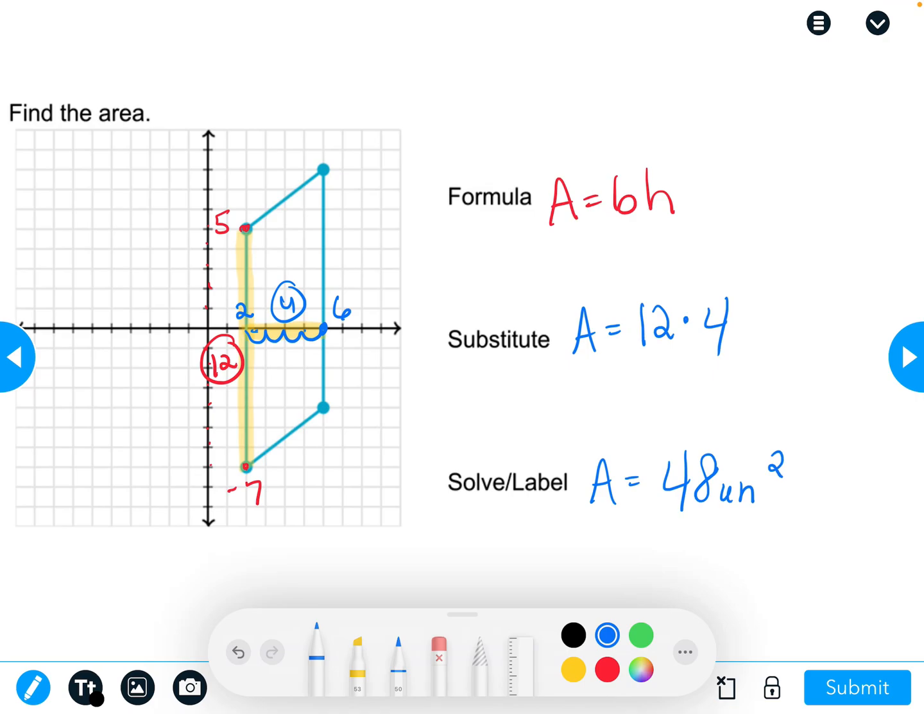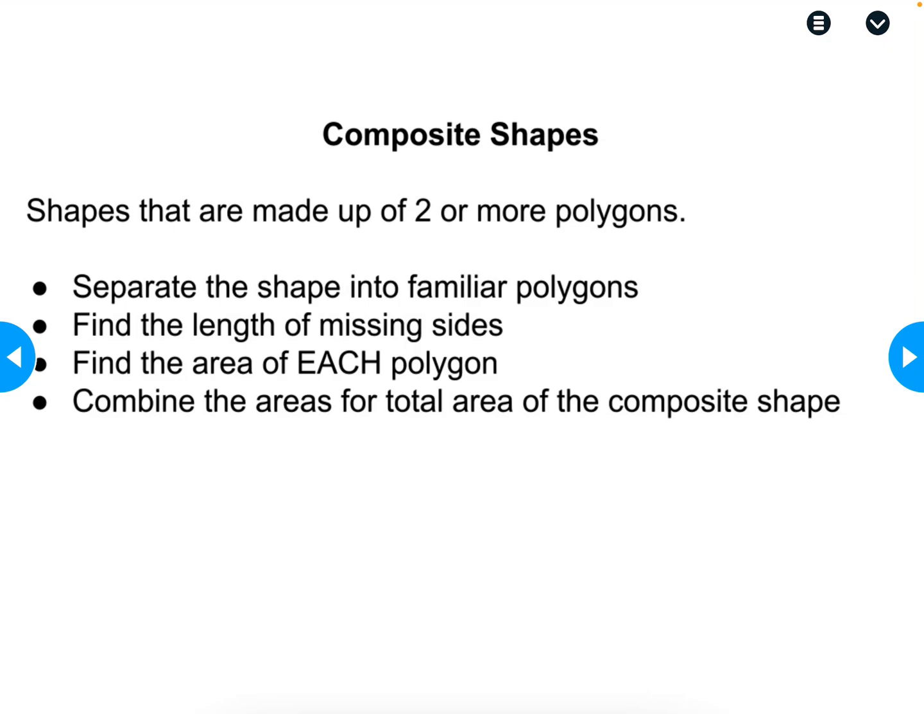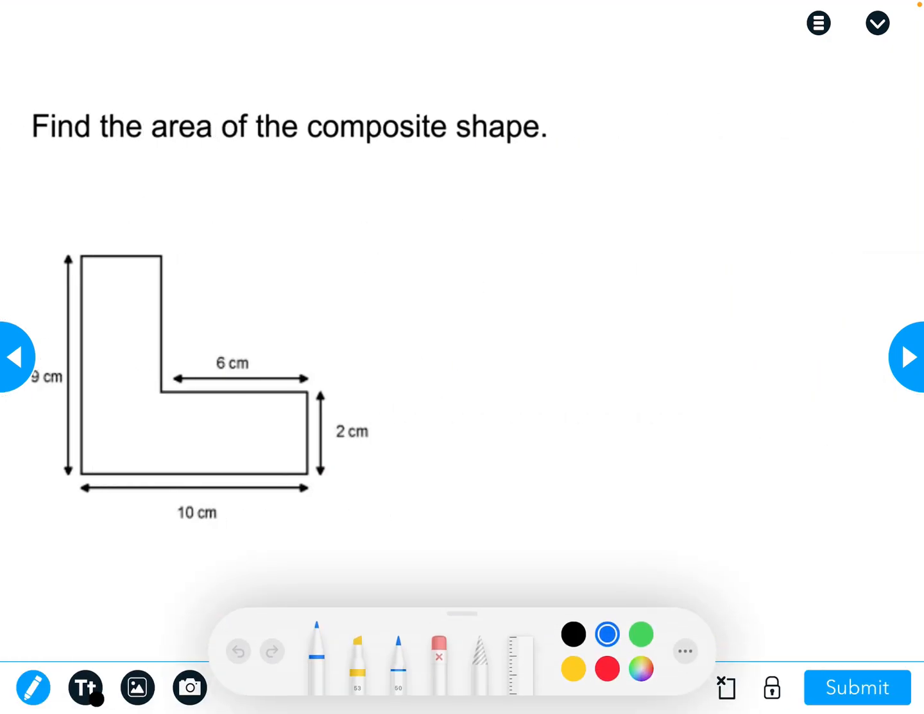All right, moving on to composite shapes. Composite shapes are made up of 2 or more polygons that are joined together. So to figure them out, we have to separate the shape into familiar polygons that we know, find any missing lengths of sides, find the area of each of the polygons, and then add together the areas for a total area of the composite shape. So we have 3 of these to practice.